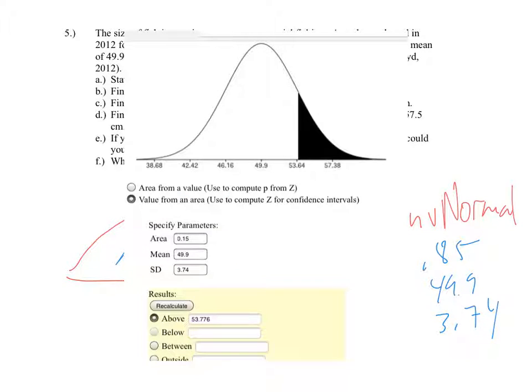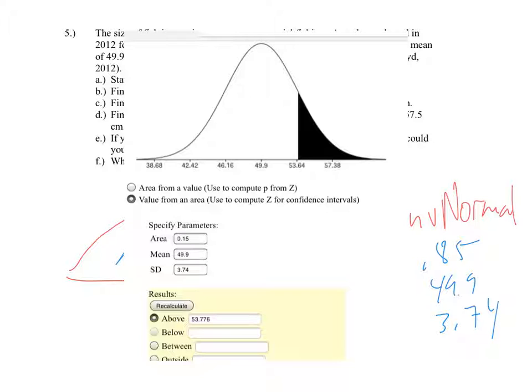But one nice thing about using the applet is I don't have to worry about finding that 0.85. So you're going to change this applet to value from an area, because I'm looking for an X value when I know the area, or a Z or whatever. I'm looking for the value in the distribution. And since they are telling me 15% is greater than that, I just use this 15%. I put in the mean, the standard deviation, and I made sure to select above.